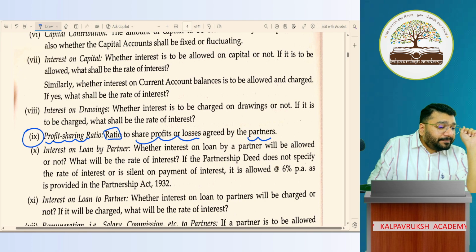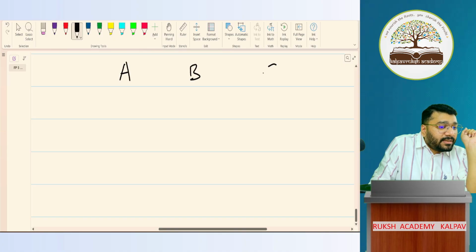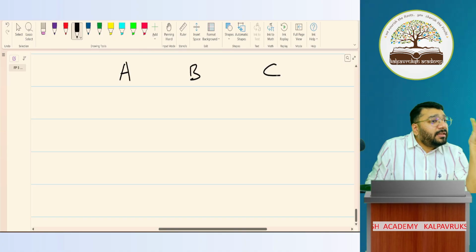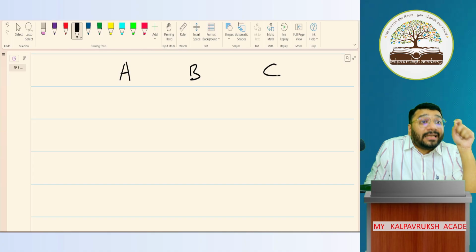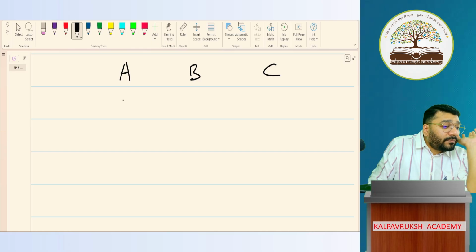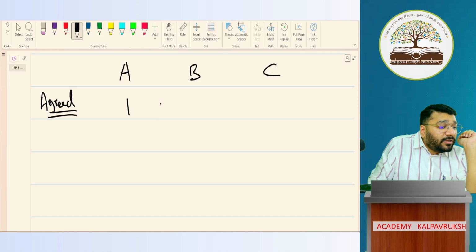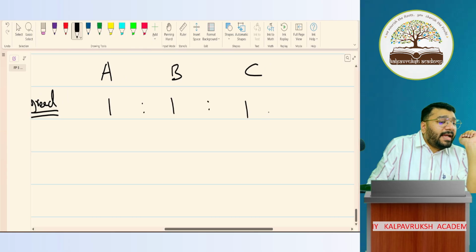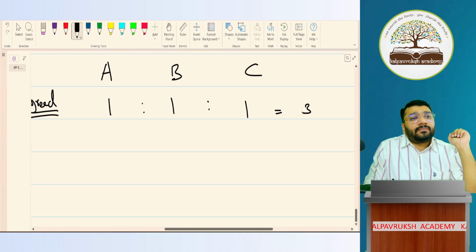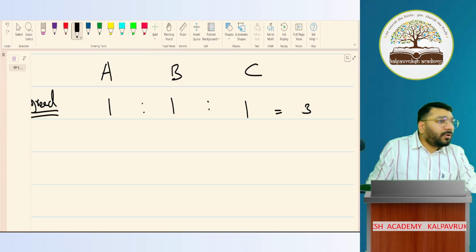Now, for example, A, B, C are 3 partners. They want to share the profits in a particular ratio. That ratio has to be agreed, is what they're trying to say. It can be anything. It can be equal. If it is equal, what will you take it as? 1:1:1. So what does this mean? This means that if the profit is 3 rupees, each one will get 1, 1, 1. Got it, not got it?